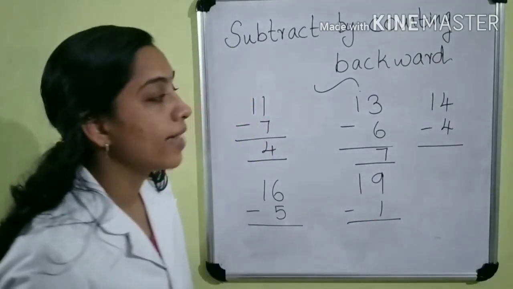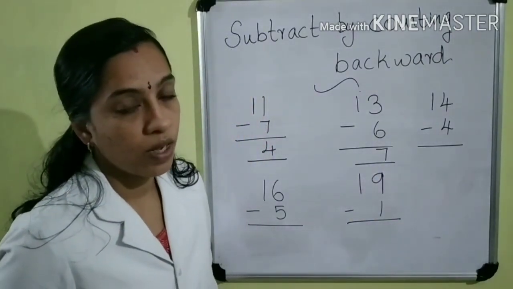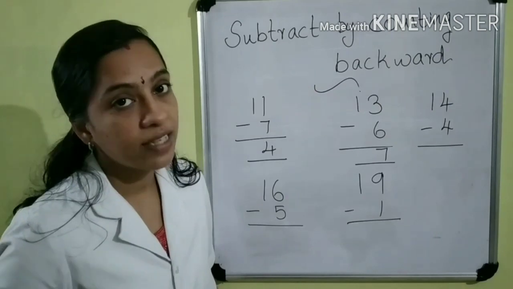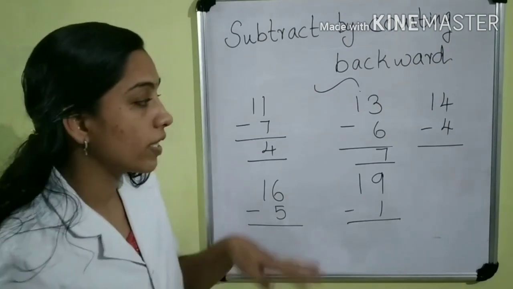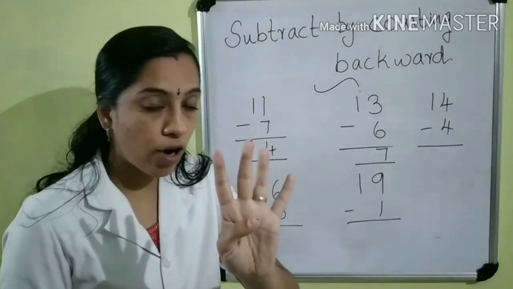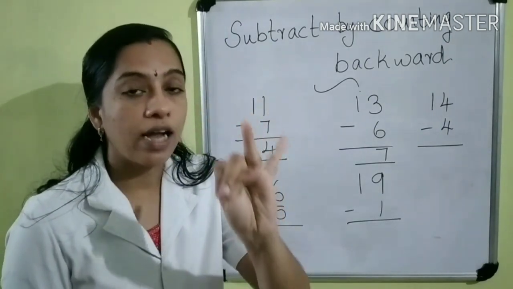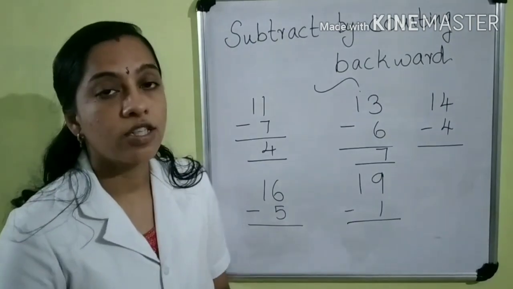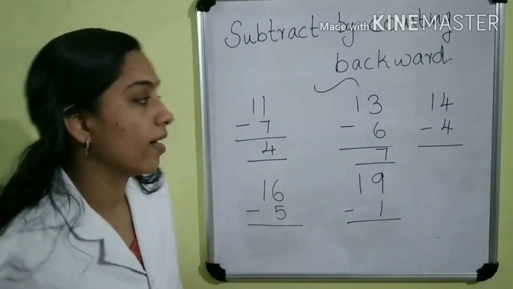Okay, children. Then, 14 minus 4. Tell me which number will you keep in mind? Yes, 14. Then we will take 4 in our fingers. Okay. Then count backward from 14. That is 13, 12, 11, 10. So our answer is 10. Very good.